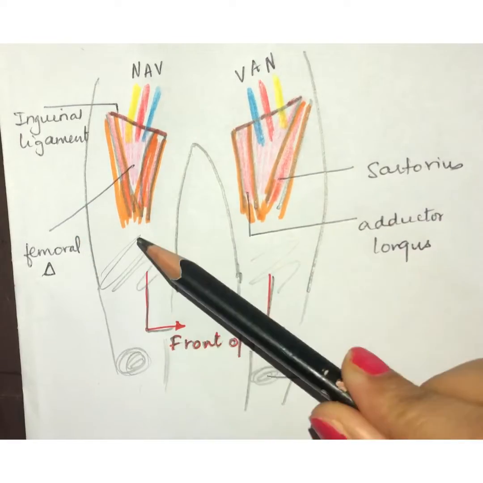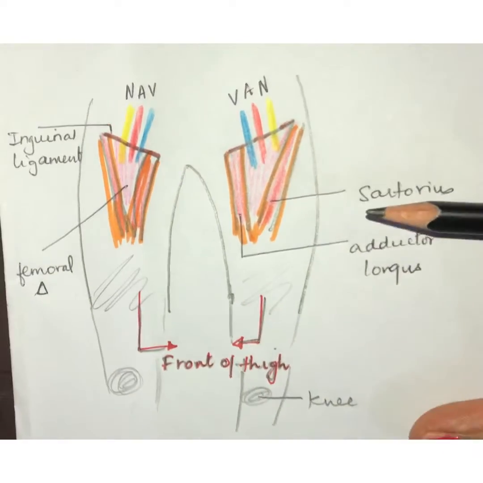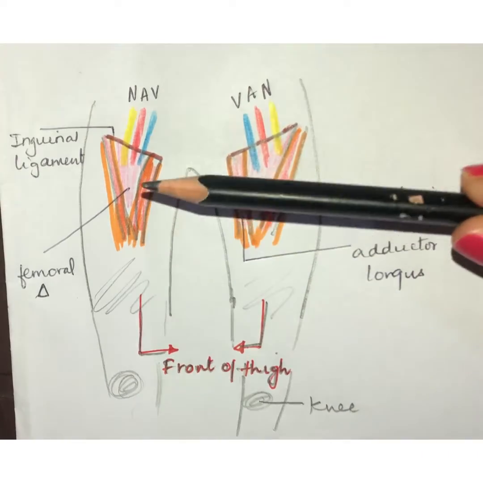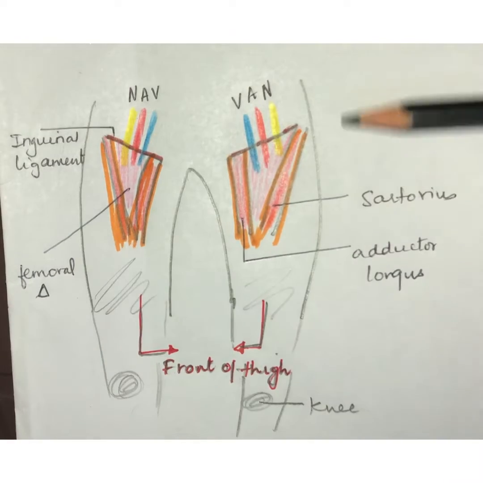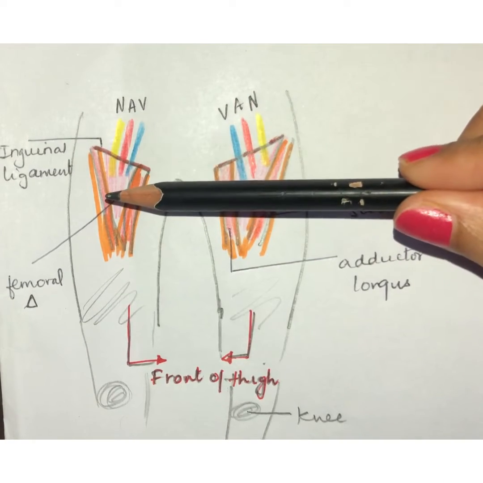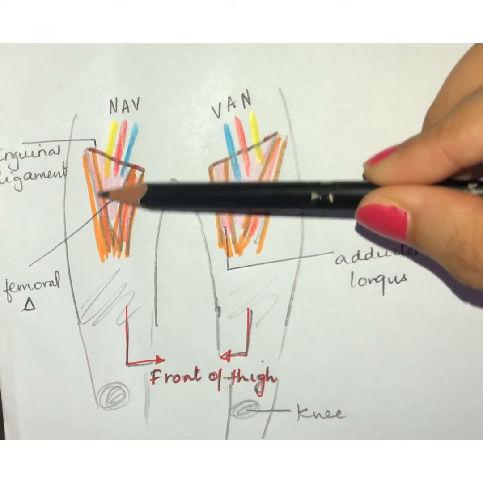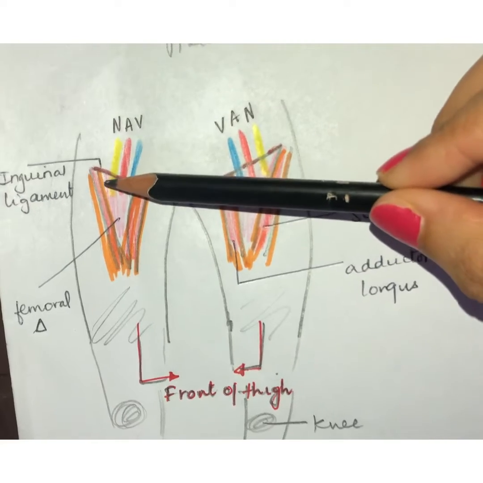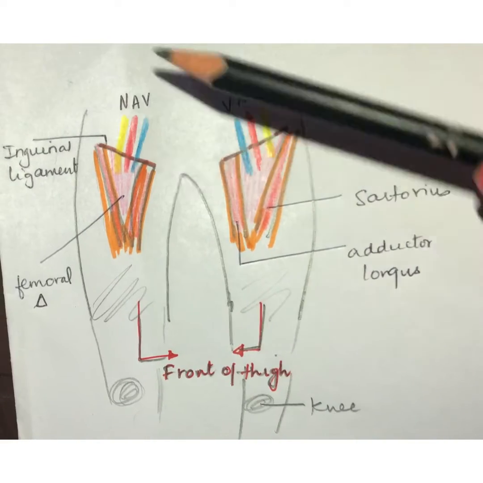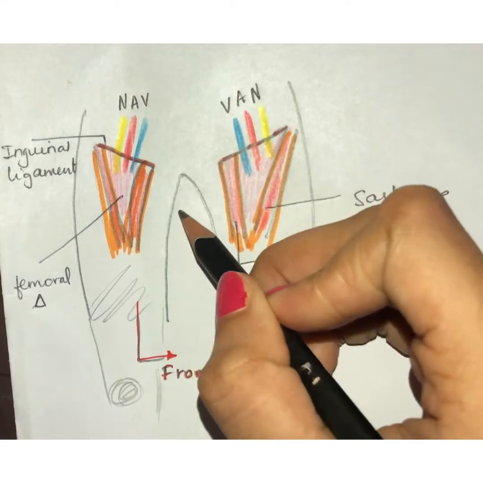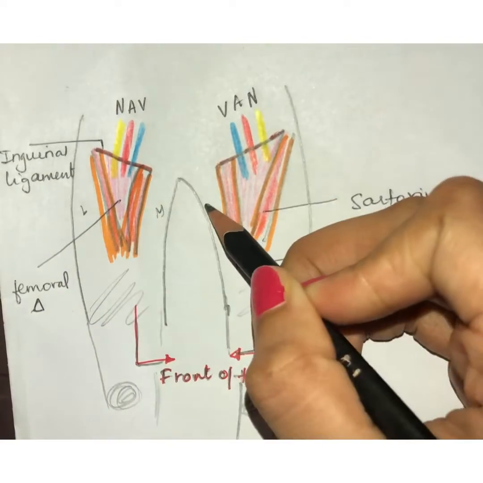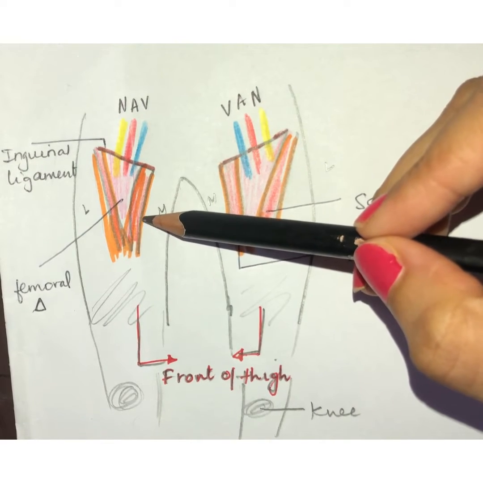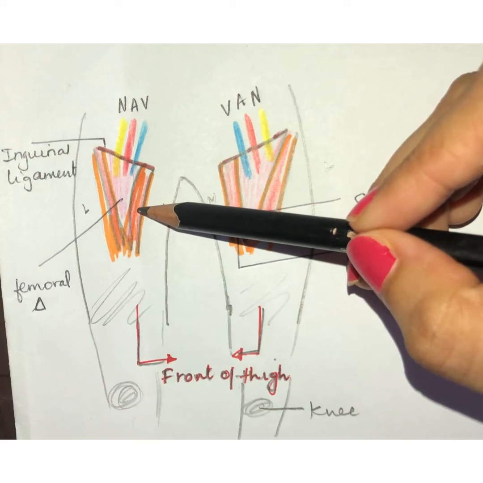We can see the femoral triangle over here present in the upper 1/3 of the thigh. So the boundaries are laterally, this is the lateral side of the thigh. So laterally it is bounded by the medial border of the sartorius. This is the medial border and the lateral border of sartorius. Medially it is bounded by the medial border of the adductor longus muscle.